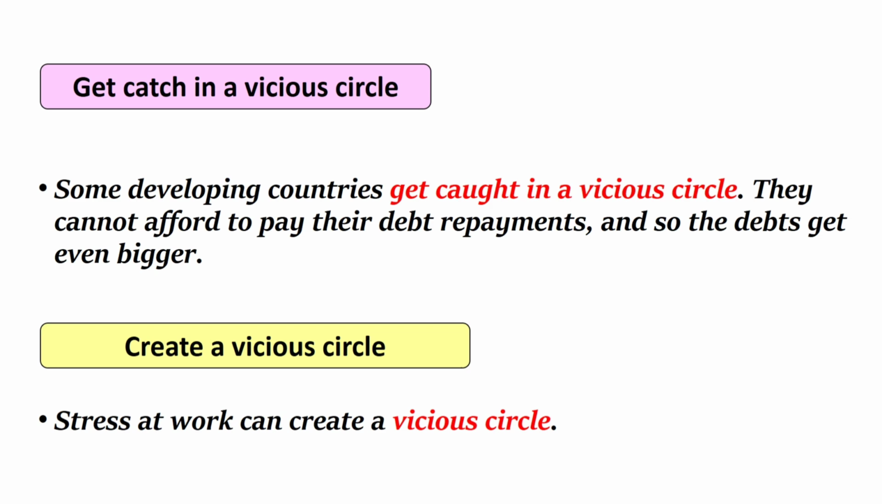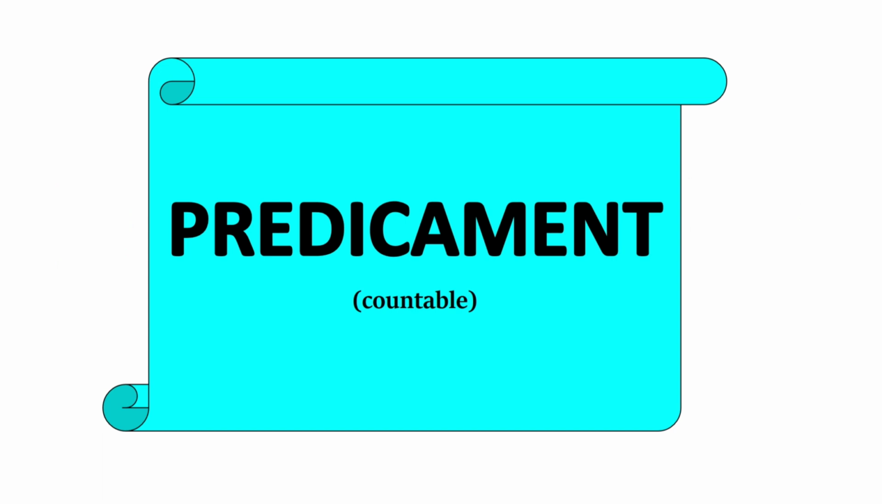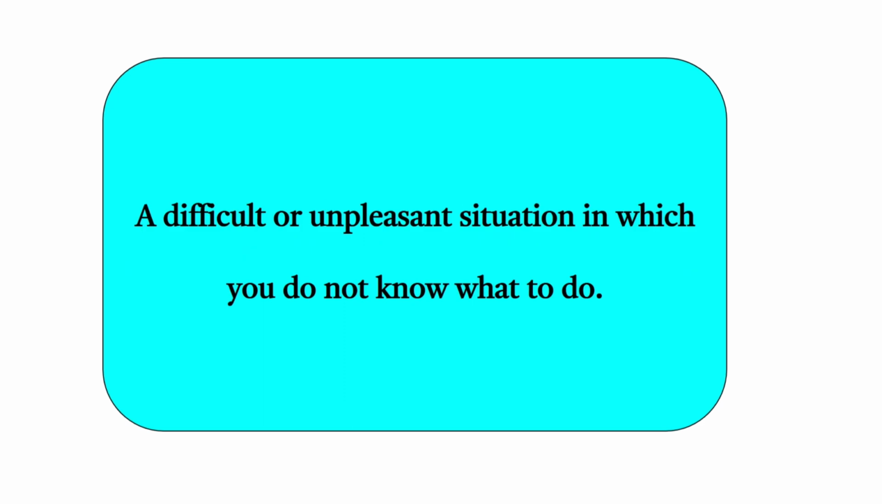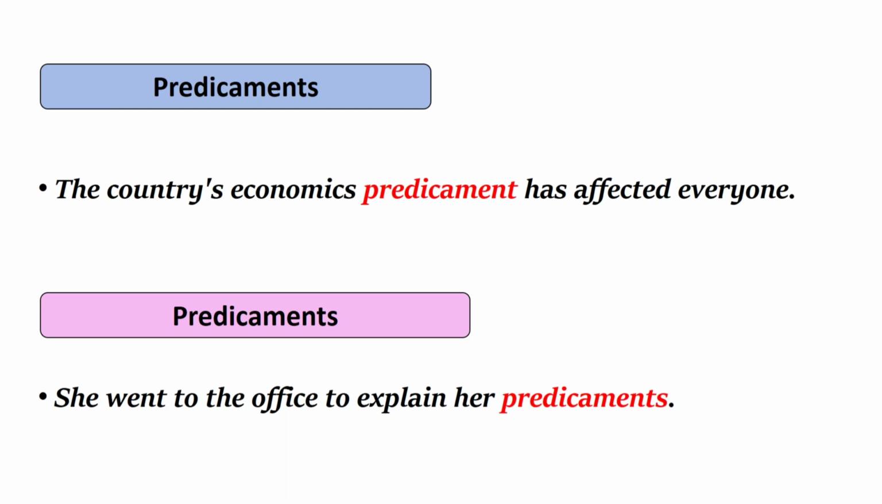The last word in this group is predicament. It is a countable noun. A difficult or unpleasant situation in which you do not know what to do. Predicaments. The country's economic predicament has affected everyone. Predicaments. She went to the office to explain her predicaments.